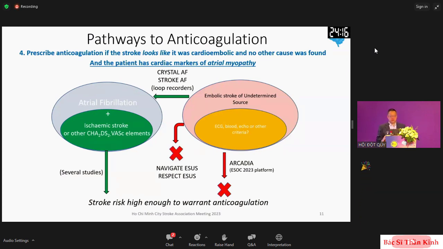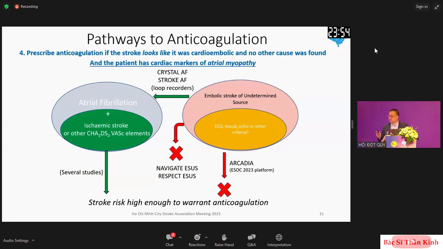But what we have not yet found is markers of that atrial myopathy which warrant anticoagulation, besides, of course, atrial fibrillation. In the ARCADIA study, they used ECG markers and blood markers, echocardiogram features, to try to find those patients who warranted anticoagulation. But unfortunately, in that study, I have not seen it published, but it was presented at ESOC earlier this year, those patients did not benefit from anticoagulation.